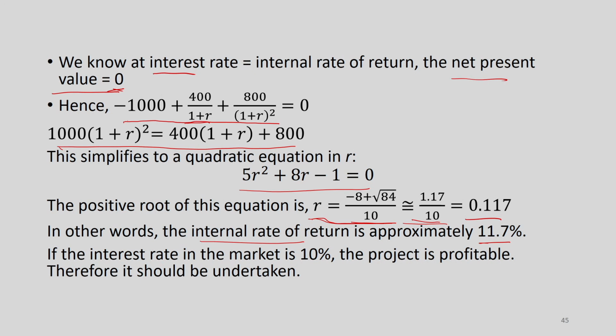Now, come to the second part. The second part is saying that the interest rate in the market is given as 10%. So, the question is, will the project be undertaken? We have already found that the internal rate of return of the project is 11.7%, and the market rate of interest is given as 10%, which is less than the internal rate of return. Therefore, the project should be undertaken because it is profitable compared to the existing market rate of interest, right. So, that is the criterion we are using here: if the internal rate of return of a project is more than the market rate of interest, then the project is profitable and therefore it should be undertaken. Okay, so that is the answer.